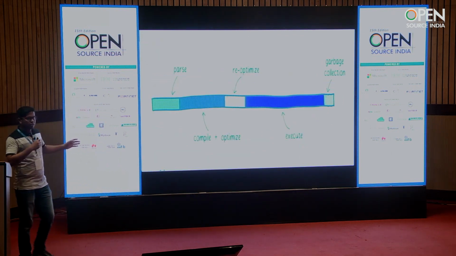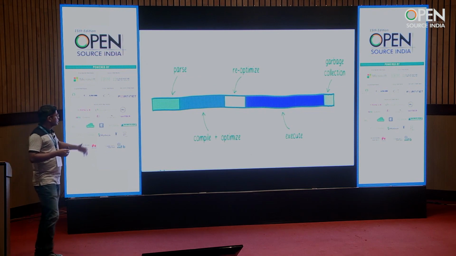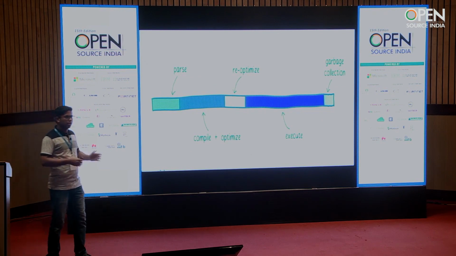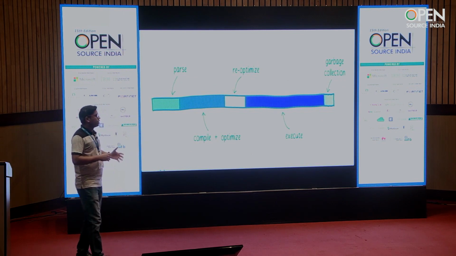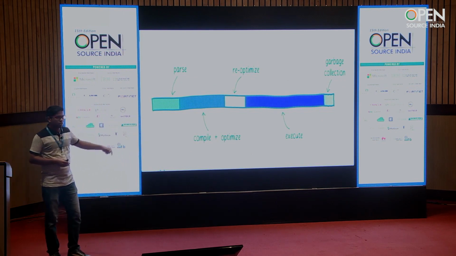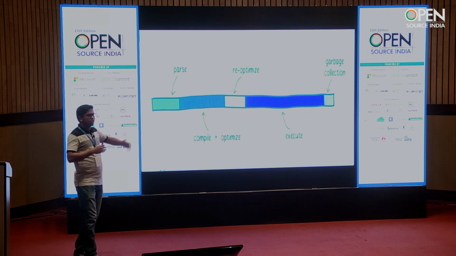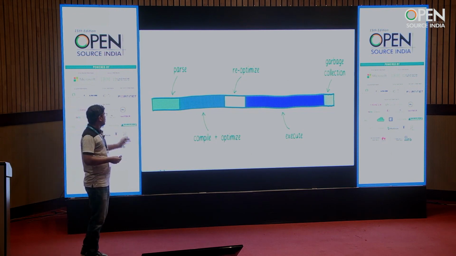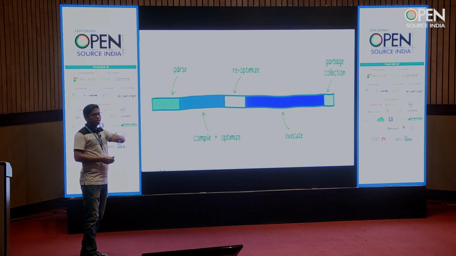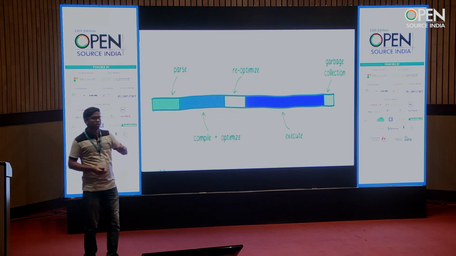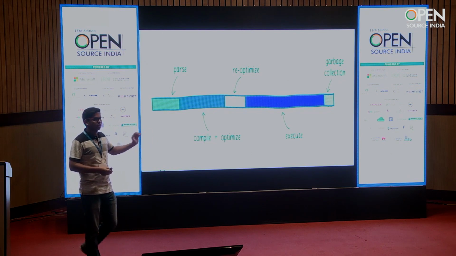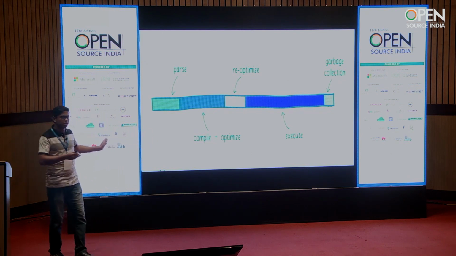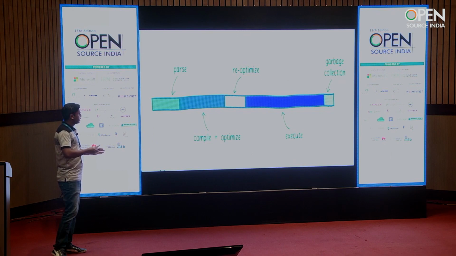So these are the stages: it will parse, compile and optimize; then the optimizing compilers will come and re-optimize the code if necessary; then it will execute; and then garbage collection takes care of the rest. This is the process that any line of JavaScript code we ship goes through, and it takes some time to do all those things.